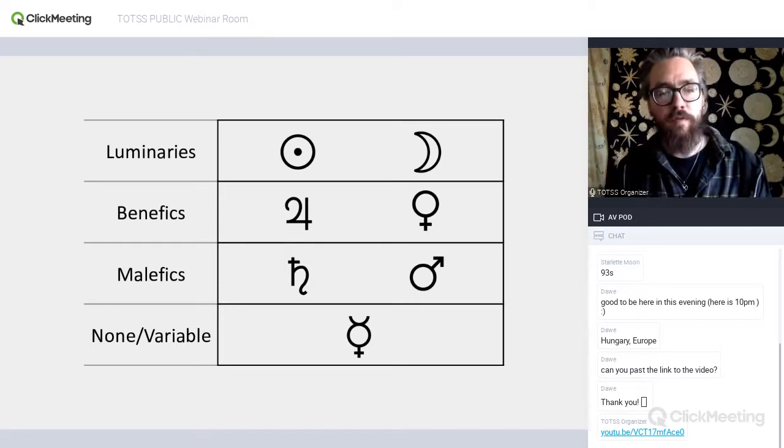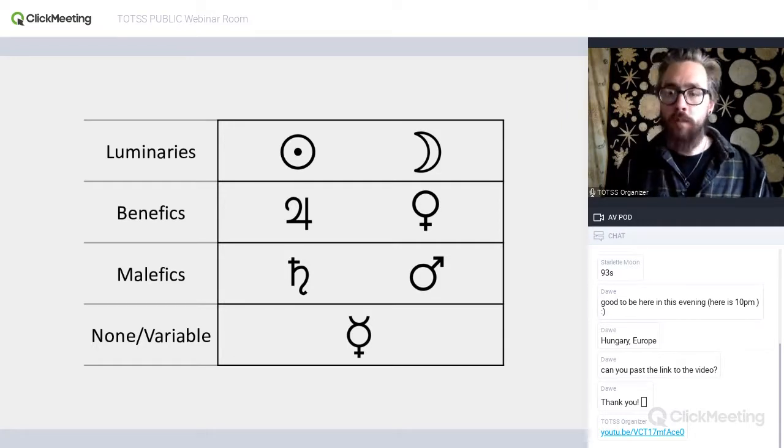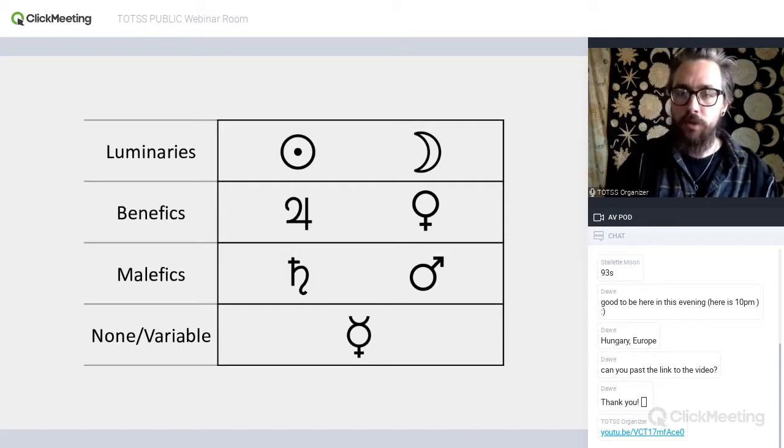So Jupiter and Venus are called the benefics, the planets that tend to be easier and more subjectively desirable and sort of helpful and supportive, whereas Mars and Saturn are the malefics, the planets that bring challenges and difficulties. And then Mercury doesn't fit into any of these categories. And as we'll see, there's going to be a very definite pattern of Mercury not fitting into categories, which is a lot about the nature of Mercury.